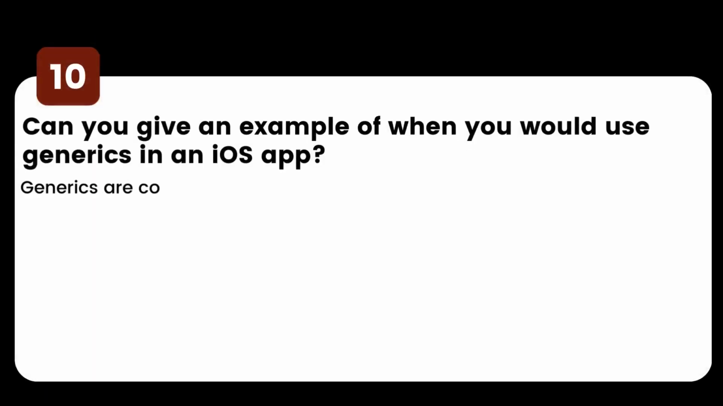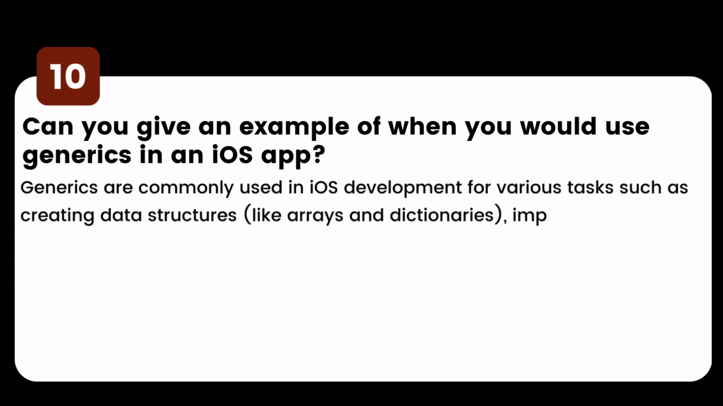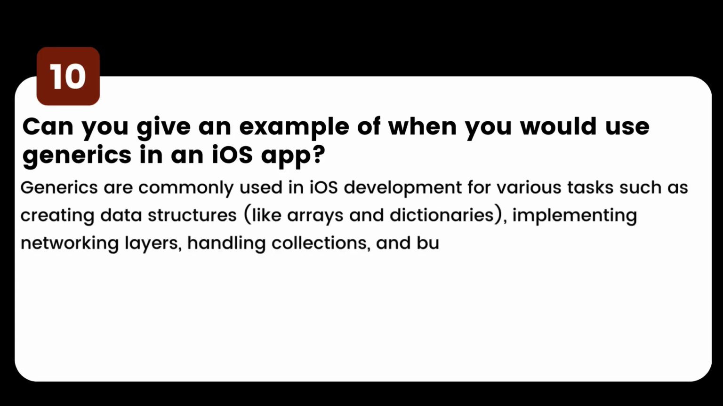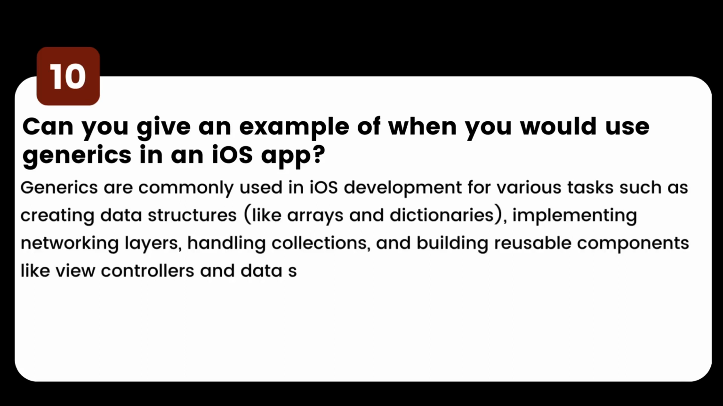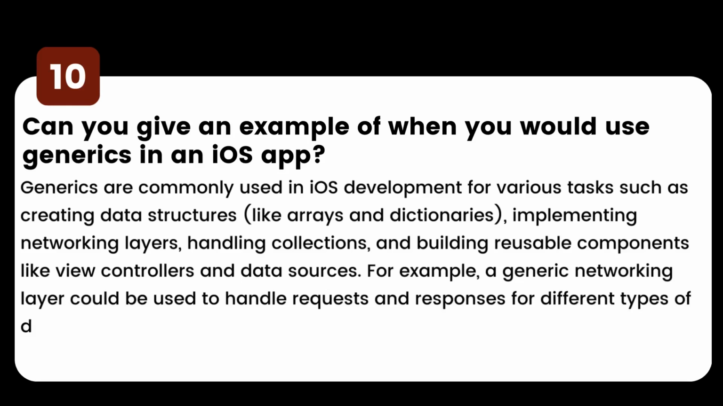Can you give an example of when you would use generics in an iOS app? Generics are commonly used in iOS development for various tasks such as creating data structures like arrays and dictionaries, implementing networking layers, handling collections, and building reusable components like view controllers and data sources. For example, a generic networking layer could be used to handle requests and responses for different types of data models across an iOS app.